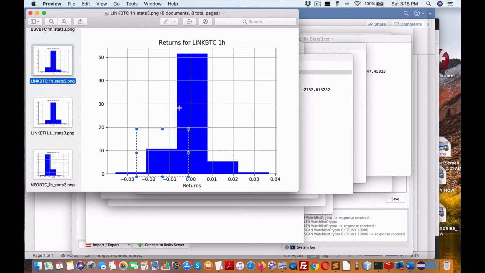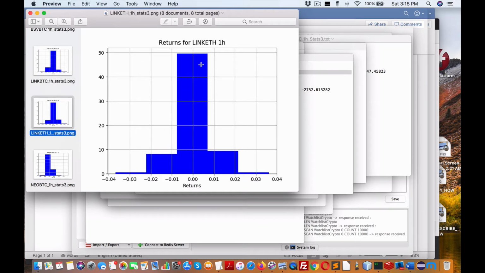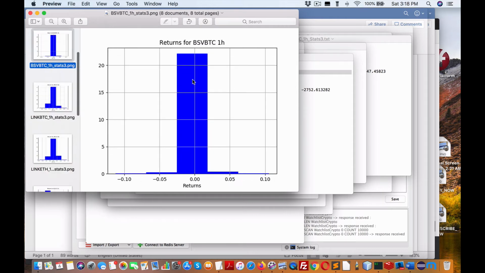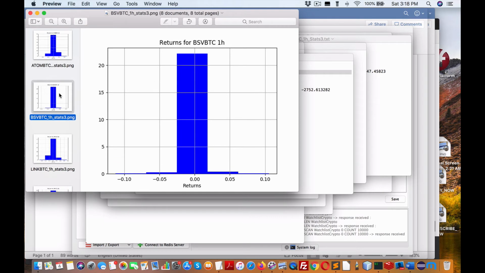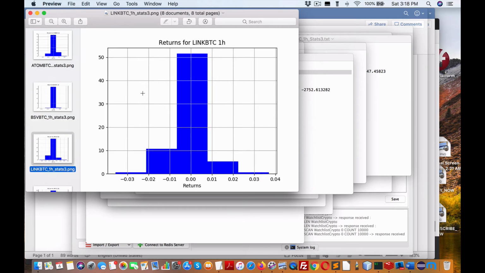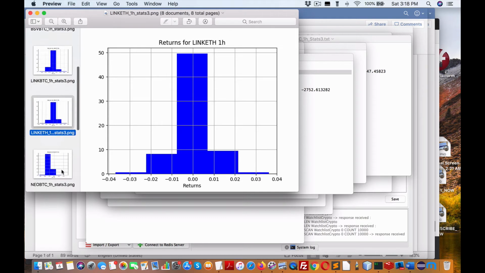So you might be better to trade Chainlink, just historically again, in Ethereum because there's a slightly higher percent of having more positive returns versus negative returns, as you can see here in Bitcoin. And you can probably say the same thing about BSV, Atom against BTC. Here you have slightly more positive returns. Here with BSV against BTC, it seems to be evenly distributed. So that's one important thing that you can take away.